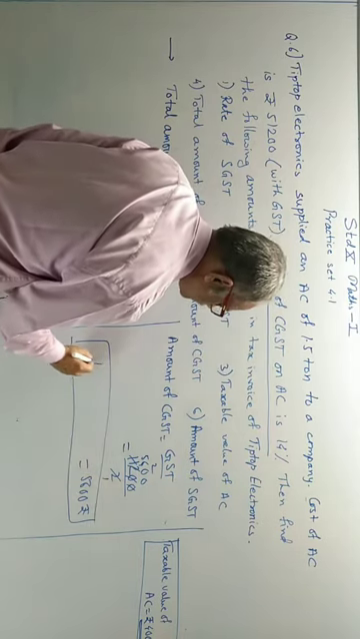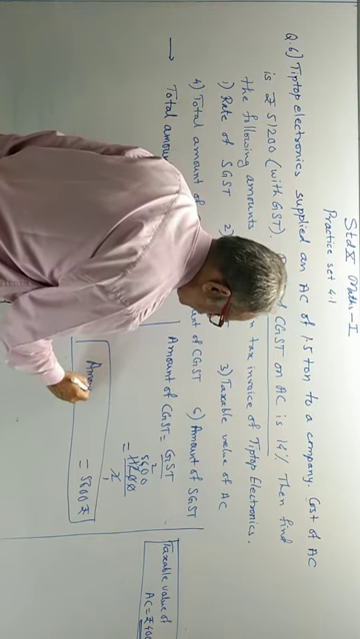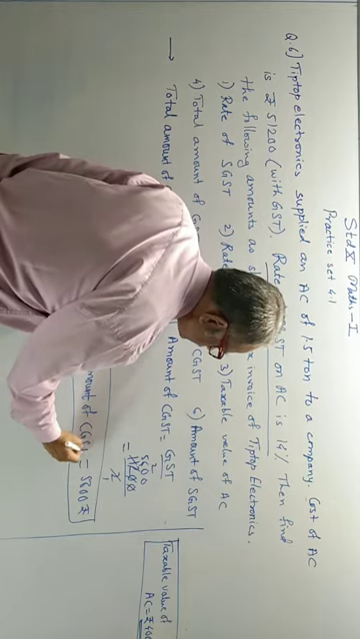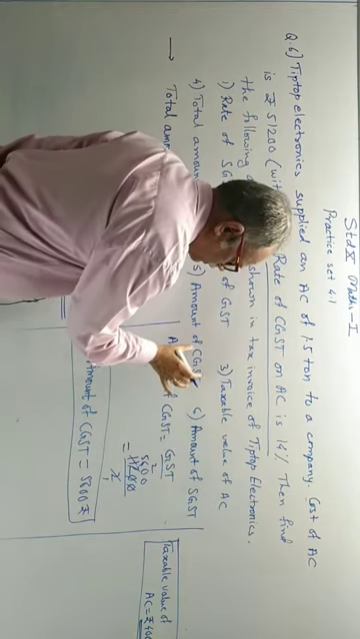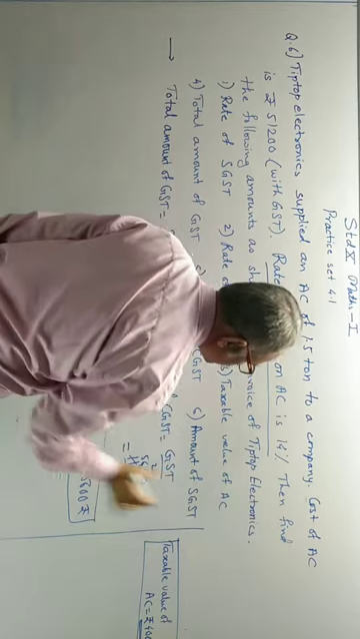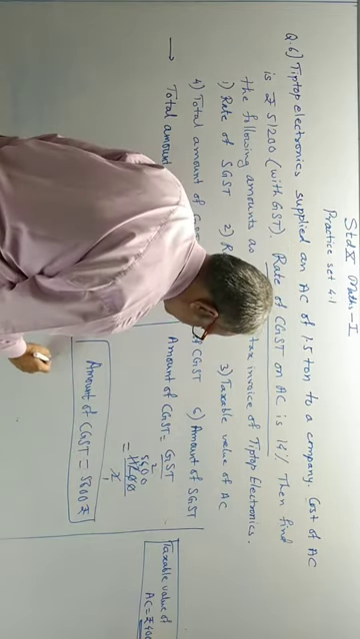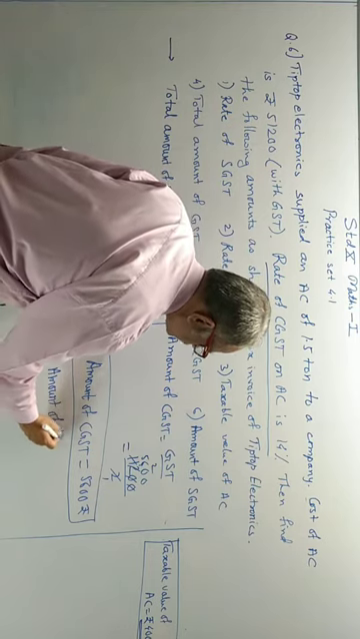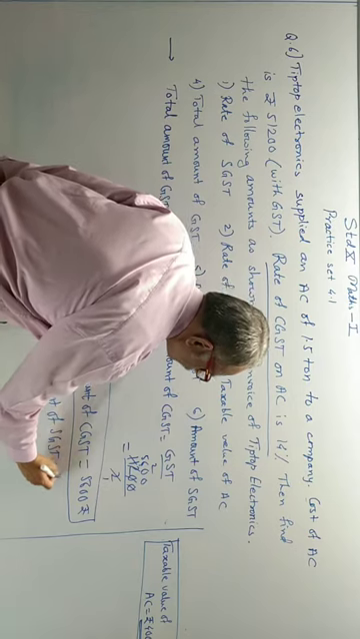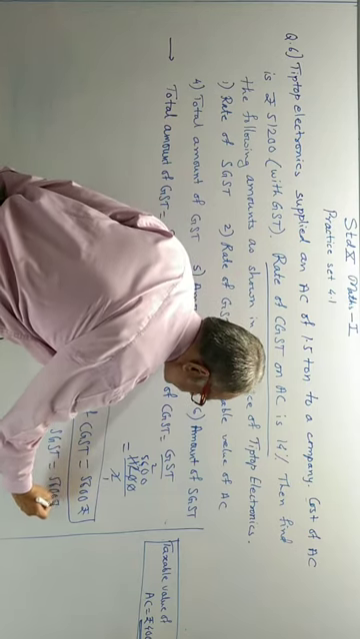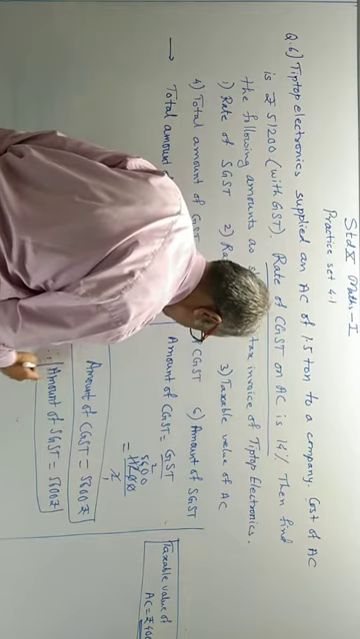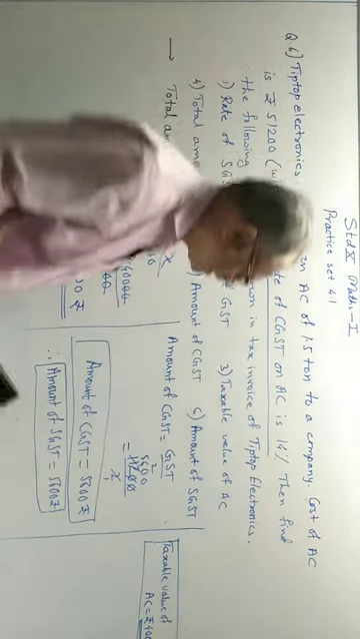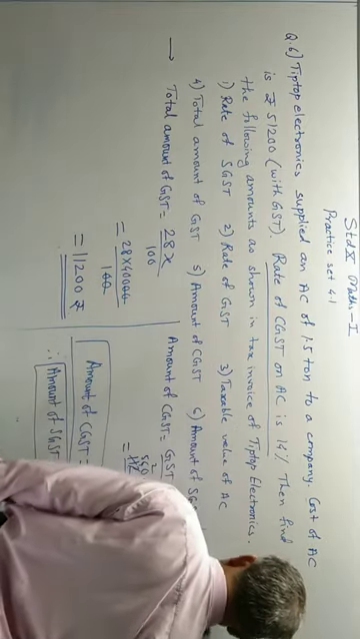The amount of SGST is the same as CGST. Half goes to the central government, half goes to the state government. So once CGST is obtained, SGST is the same, 5,600 rupees. And that is the final answer. Write it properly, everyone.